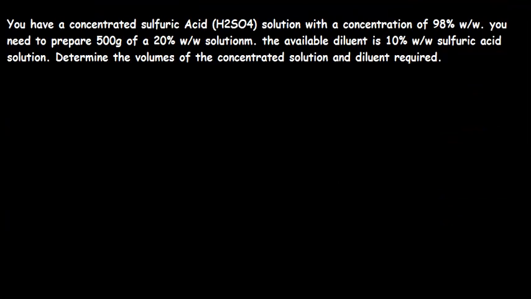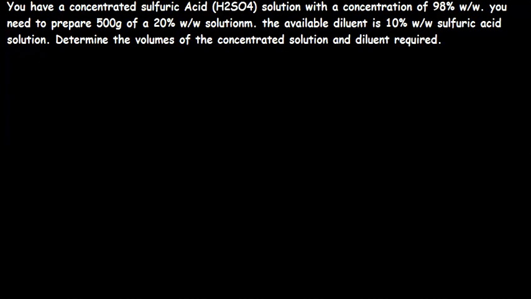Let's say you're given this kind of problem where you are provided with the concentrated sulfuric acid. Sulfuric acid is given to be H2SO4 with a concentration of 98% weight by weight. You need to prepare 500 grams of 20% weight by weight solution. And here, the available diluent is 10% weight by weight sulfuric acid solution. What are we asked to find here? We are asked to determine the volume of the concentrated solution and the diluent required.